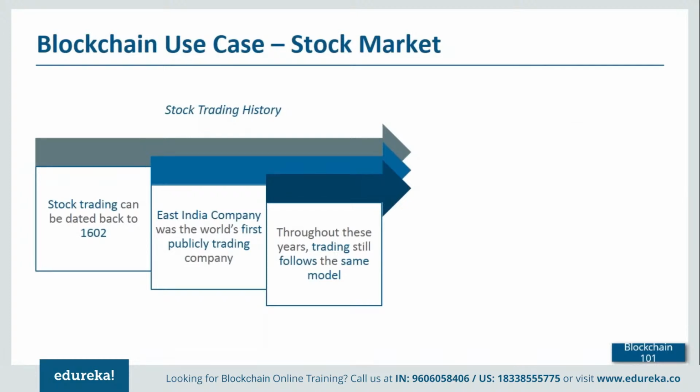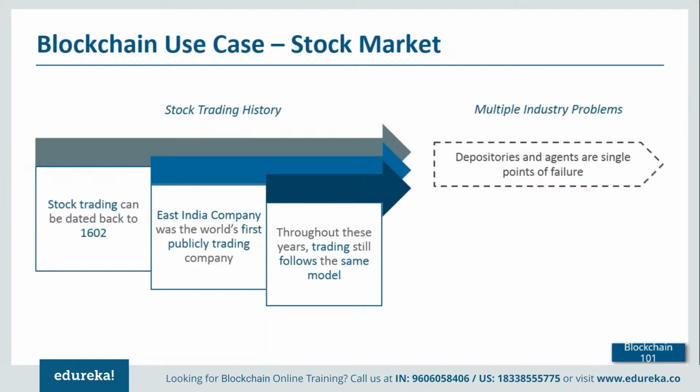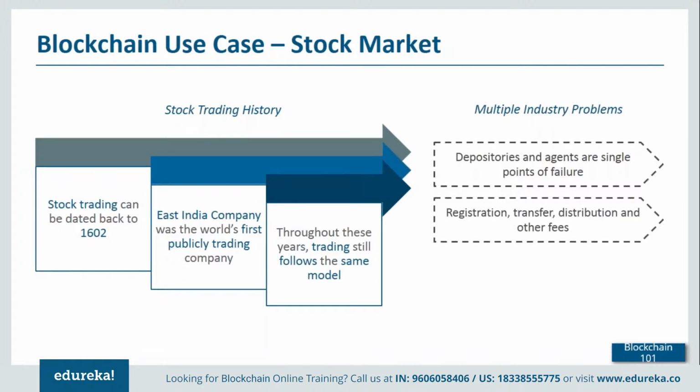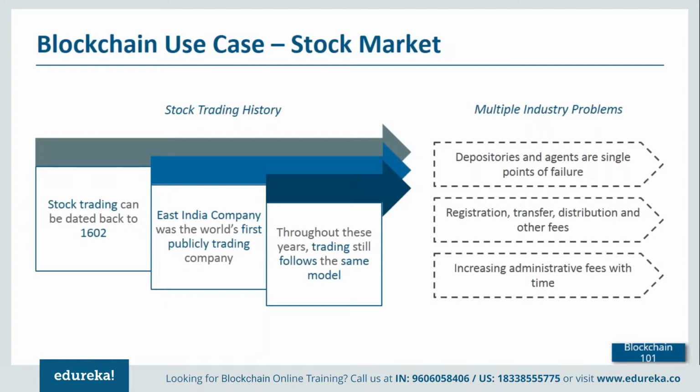Now talking about the issues with the current system, there are depositories as well as agents. These points of contact themselves are failing because we always hear of certain frauds happening between agents. There are instances where you cannot completely trust them or even certain organizations as well. Apart from that, the registration, transferring of stocks as well as distributions, everything involves a certain fee associated with it. So every transaction that you perform has a separate transaction fee attached to it. Finally, there's also the administrative fee that comes with it, which is always growing. Now, if you have worked with stocks, then I'm quite sure that you are familiar with all these challenges as well.